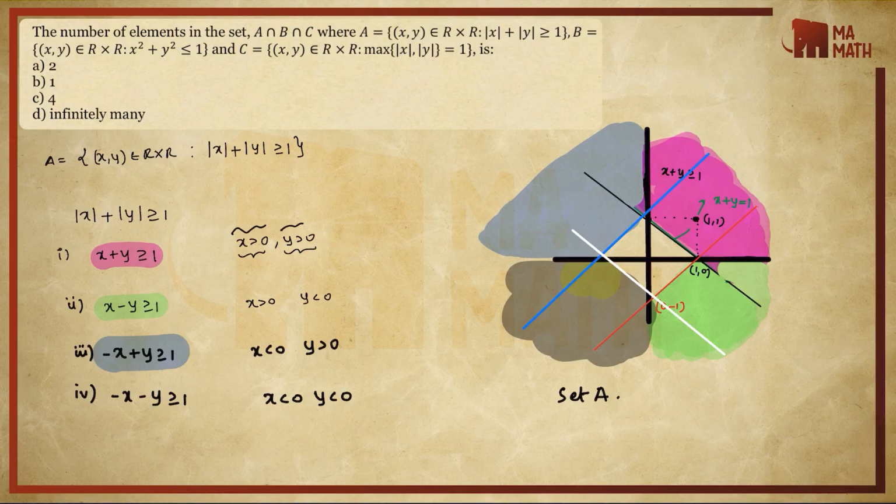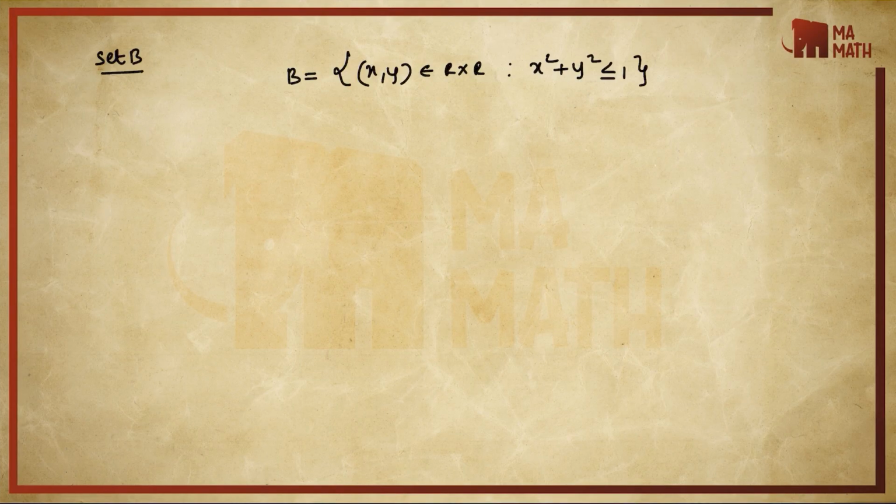Now this way we can also figure out what is set B. Now if you notice here, the set B is talking about some situation like this one, where x and y belong to R and R. So x is coming from R, y is coming from this R, both are real numbers. And the relation between x and y is something like x square plus y square less than or equal to 1. So what is this?